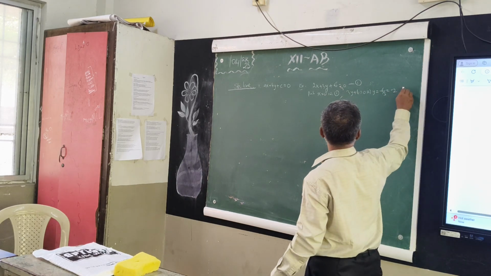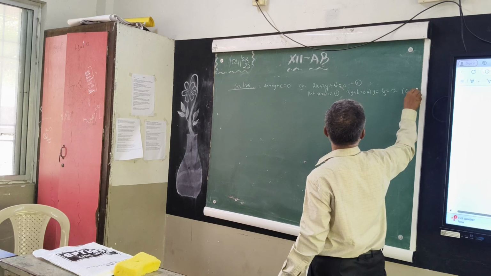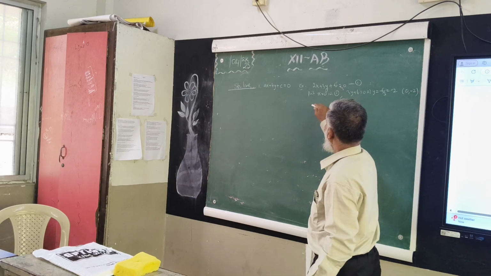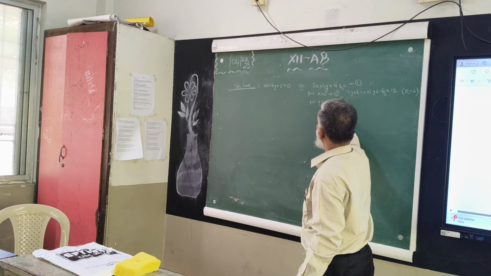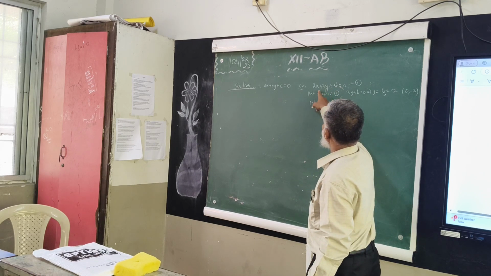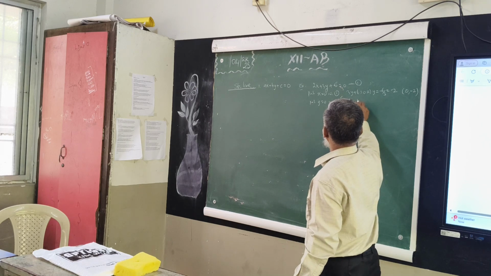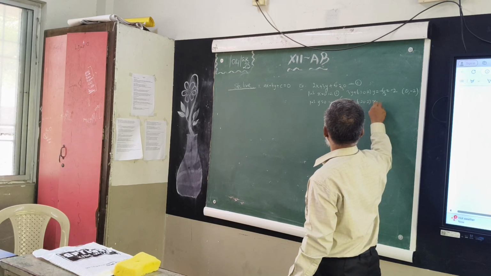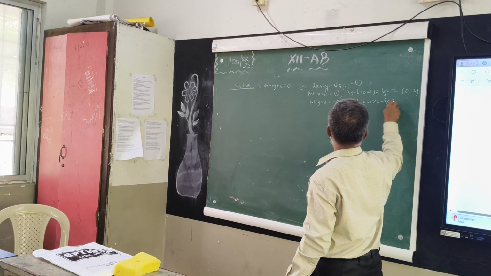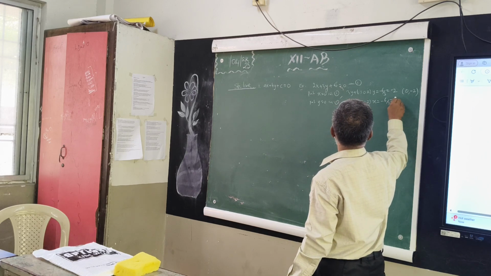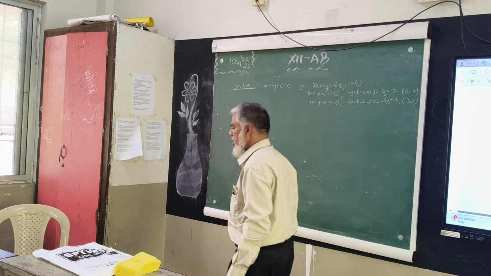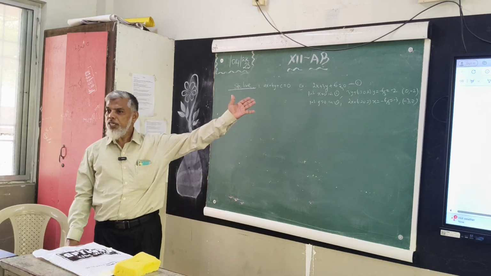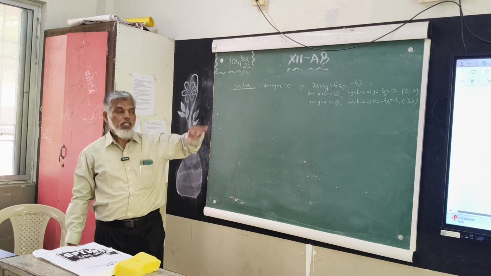And what is the point? 0, minus 2. And put y equal to 0 in 1. So 2x plus 6 is equal to 0. So x is equal to minus 6 by 2, that is minus 3. The point is minus 3, 0. Right? You can draw the line. Right?